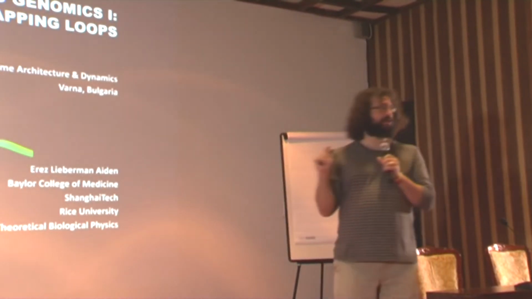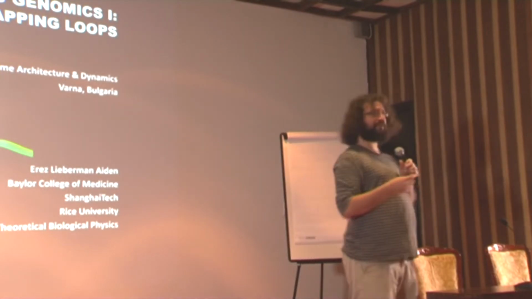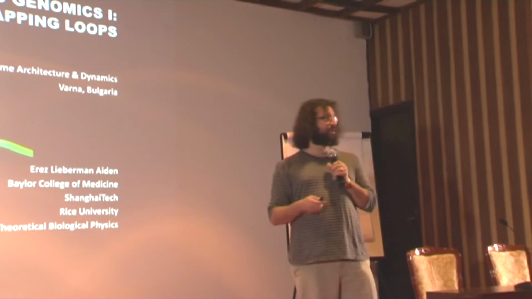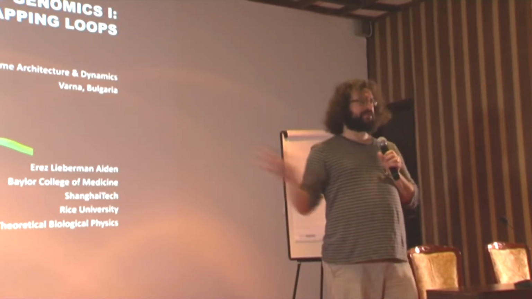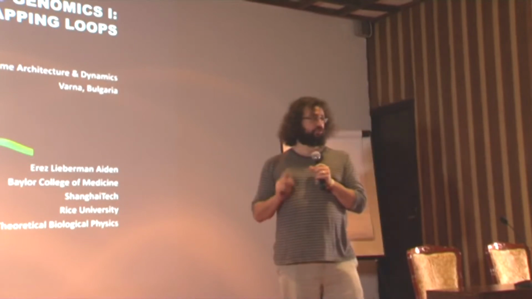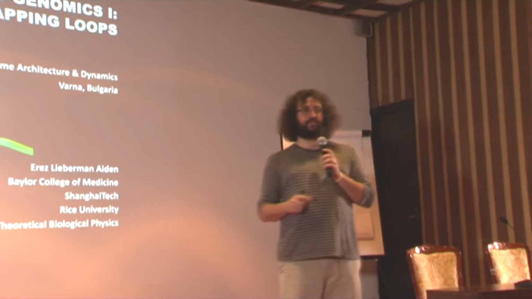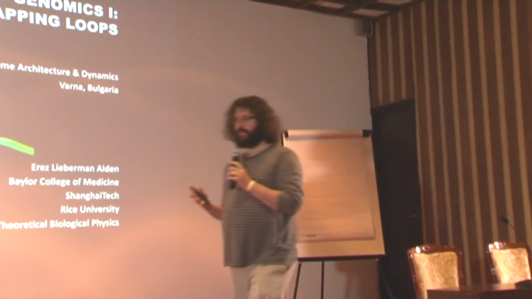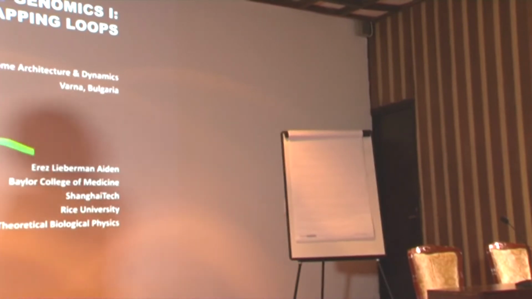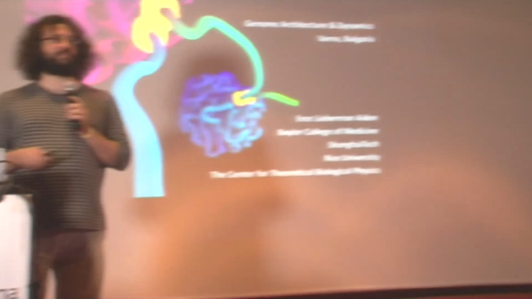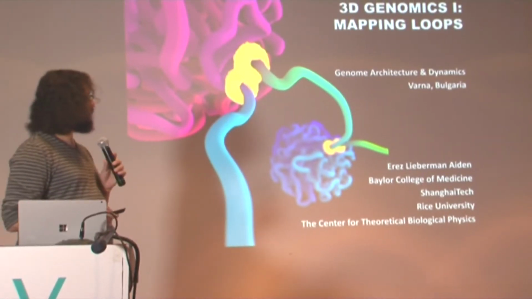I'm going to talk about 3D genomics, which is basically the use of genomic methods to interrogate how the human genome folds in 3D. There are a lot of different things going on, but I'm really going to focus on the application of 3D genomics to solve two very specific problems. One of them is about how the genome folds in 3D. That's the problem of how to map loops, and that's going to be the topic of my first talk.